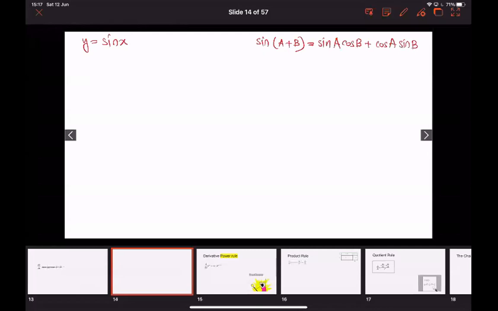So let's try to find the derivative of this. dy over dx: we have f of x plus delta x minus f of x over the change in x. So the change in x is delta x. On the top we have the change in y, which is f of x plus delta x minus f of x, and in the denominator we have the change in x. But again, that's not the full story.